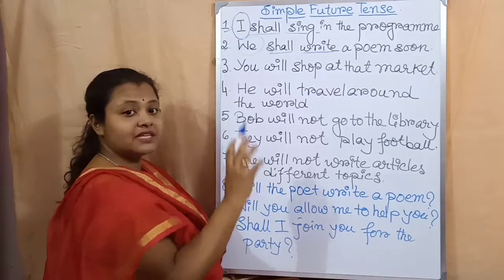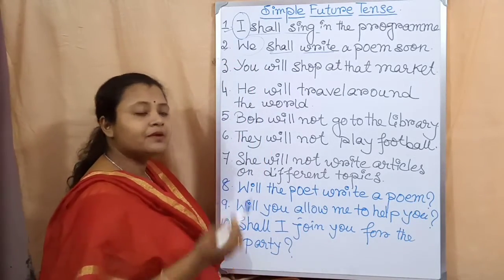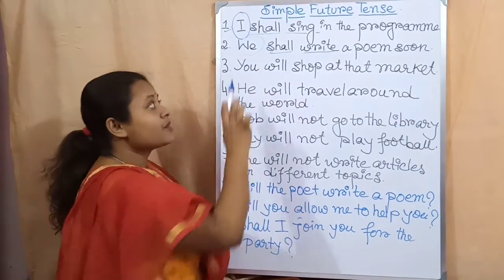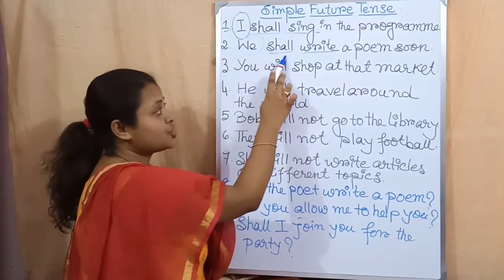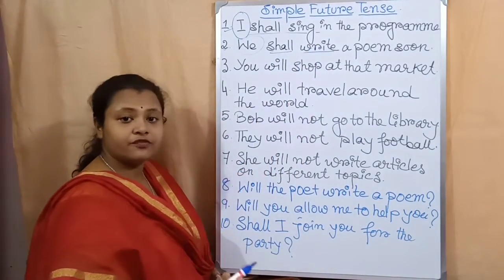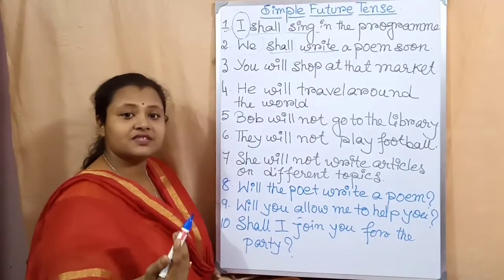Again I am telling, this is the first person in plural number, that is the subject. After that shall, because it is first person. After that the present form of the main verb, then the rest of the sentence. This is an example of an assertive sentence.